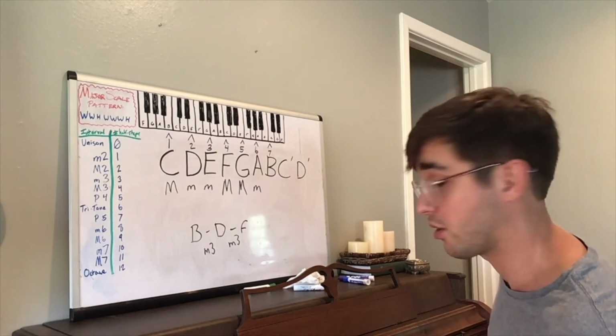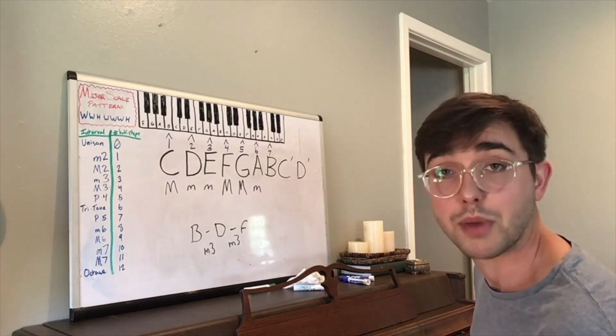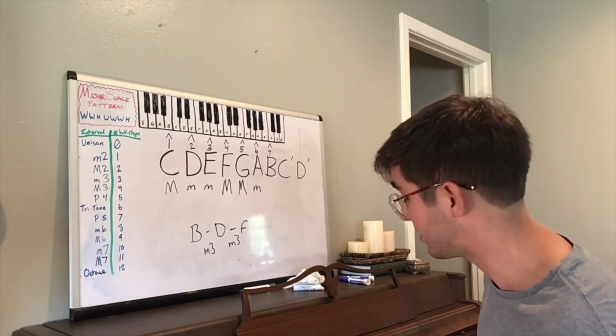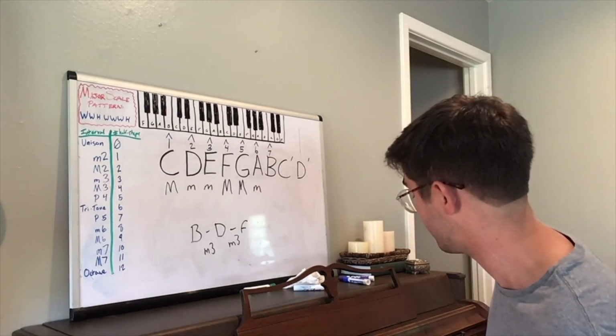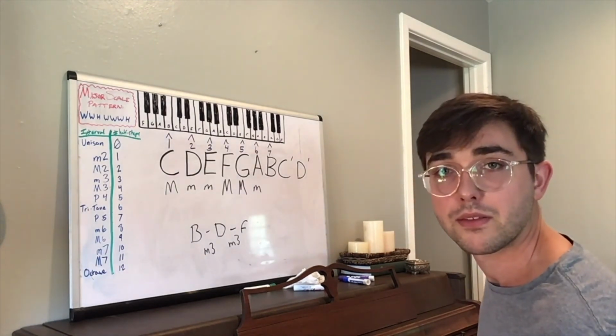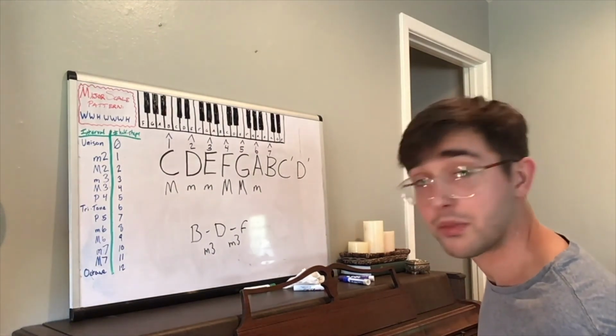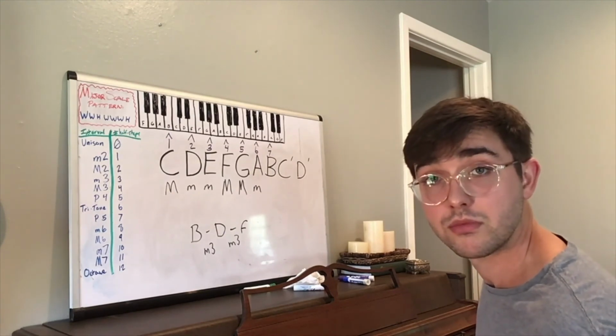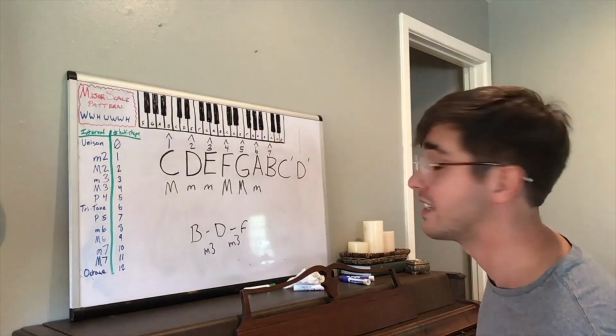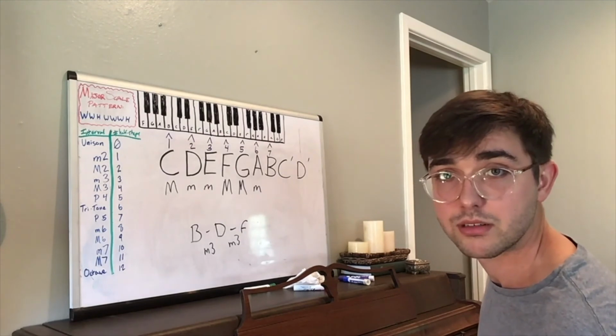Different than a normal minor chord would sound like. So the minor chord that we talked about already was the D minor chord, and that sounds like this. That's D minor. This is C major. This is B diminished.